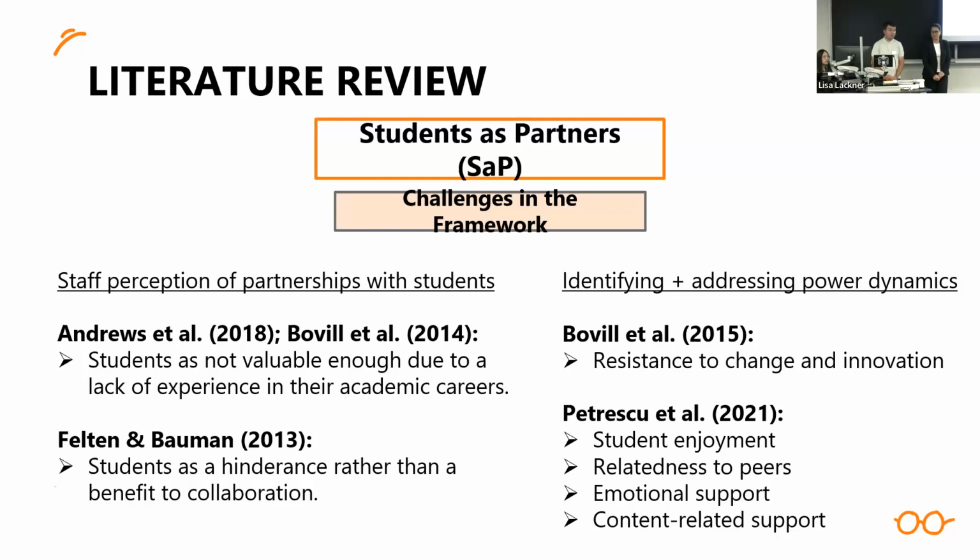In terms of addressing and identifying these power imbalances, we have noted here that instructors may have somewhat of a resistance to change or innovation, and we can address these by addressing these 4 points: student enjoyment, relatedness to peers, content-related support, and emotional support.